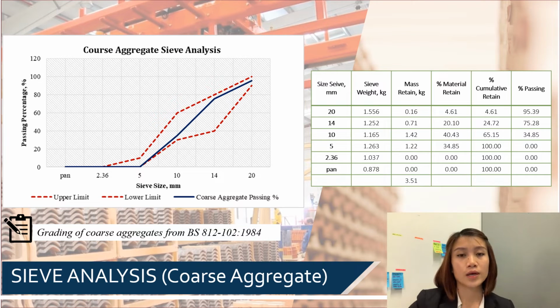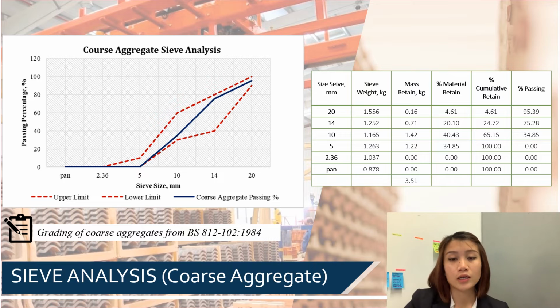Next, same as the previous process, the coarse aggregate here is the gravel that is mixed with the concrete. The coarse aggregate also needs to be sieved and analyzed to make sure that the size of the aggregate is within the range. The grading of coarse aggregate is also from the British standard that is stated below the graph.